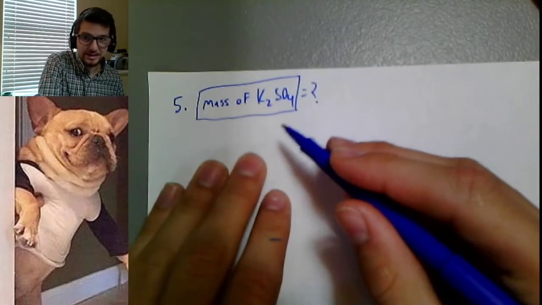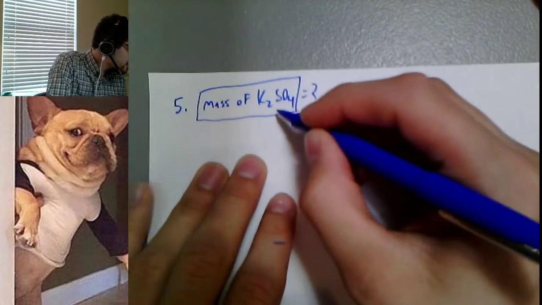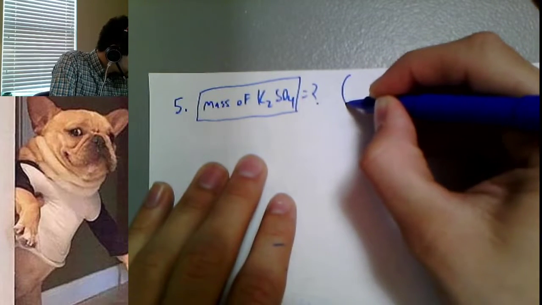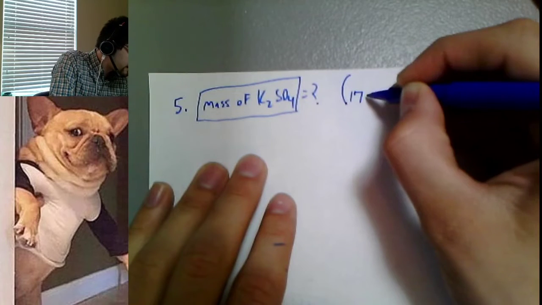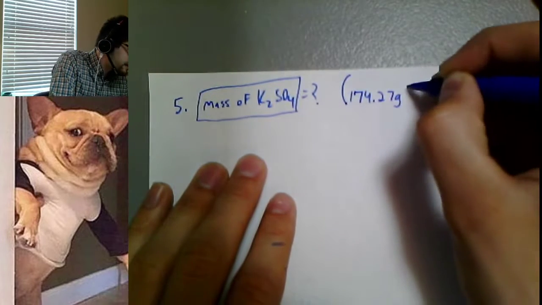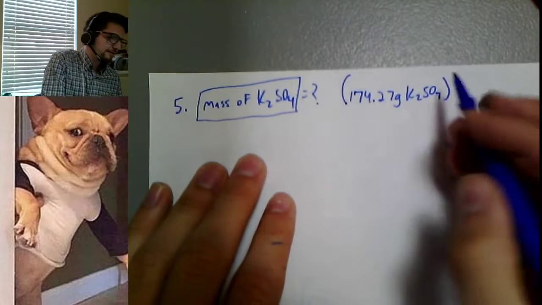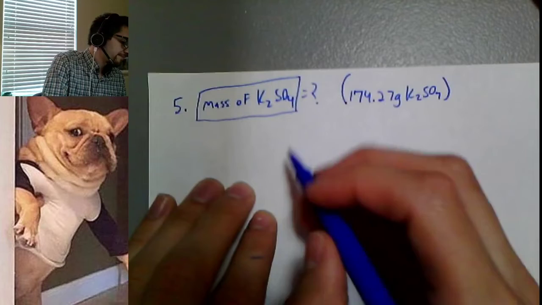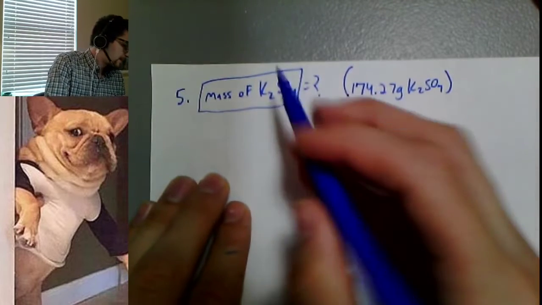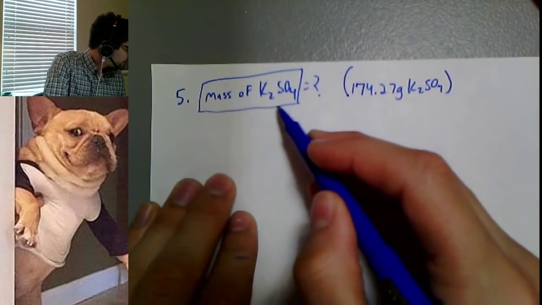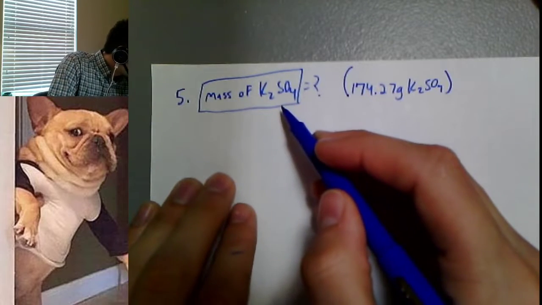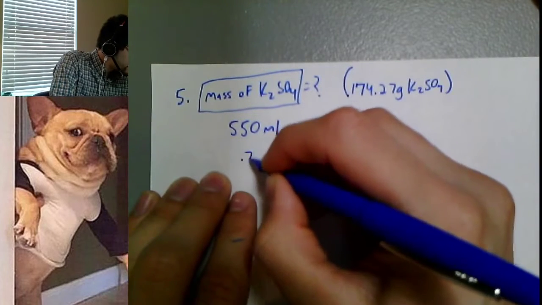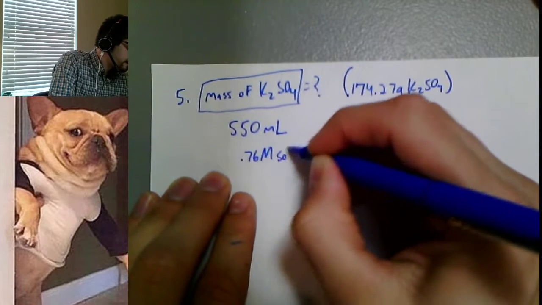Since we know that, we can go ahead and use the periodic table to find the weight of this, because we are going to use that eventually. And I'll go ahead and write it here. It's going to eventually be 174.27 grams. If we add together 2 potassiums, a sulfur, and 4 oxygens, that's what we get. So we'll use that for later. What mass are we looking for when the problem gives us that we have 550 milliliters and a 0.76 molar solution?